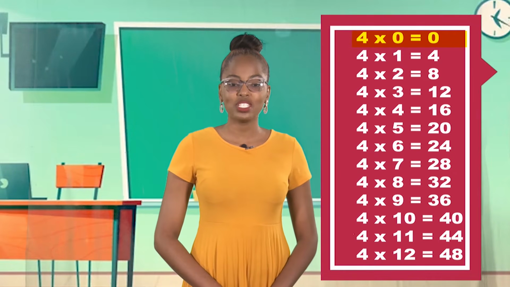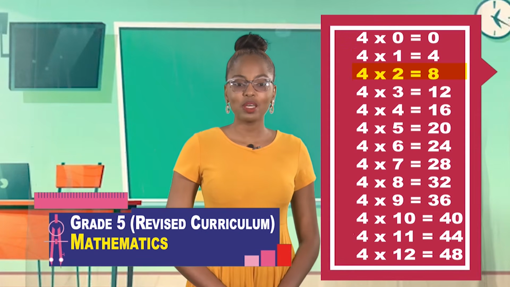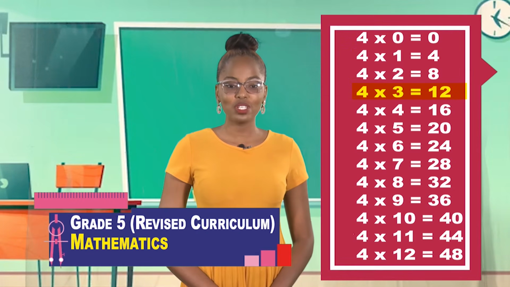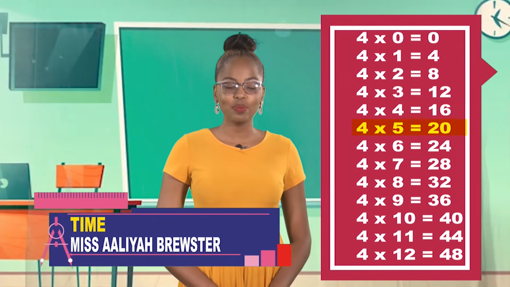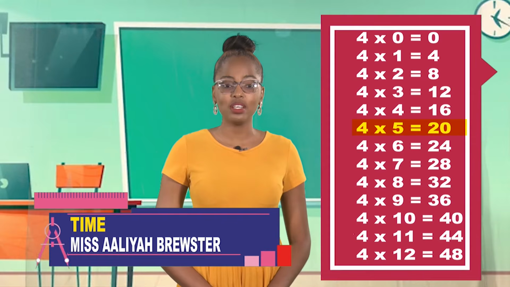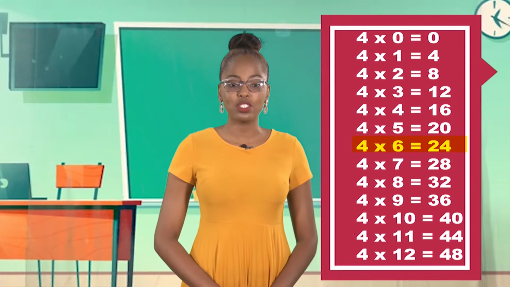4 times 0 is 0. 4 times 1 is 4. 4 times 2 is 8. 4 times 3 is 12. 4 times 4 is 16. 4 times 5 is 20. 4 times 6 is 24.